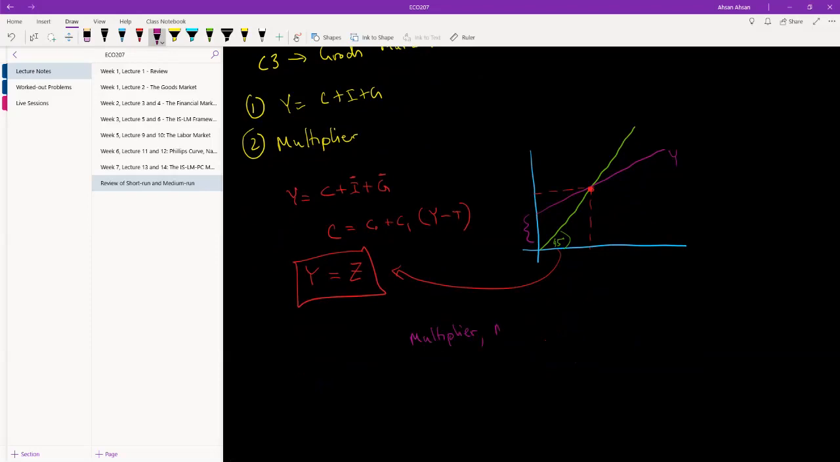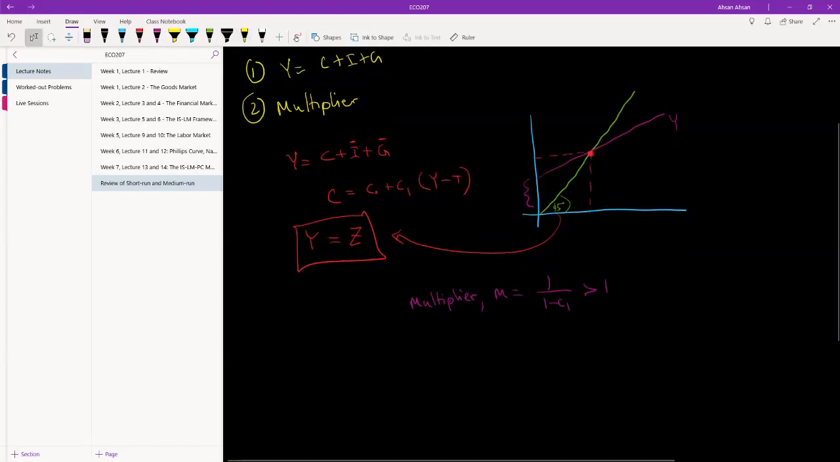And as far as the multiplier is concerned, we know that the multiplier is given by 1 divided by 1 minus C1. And what this effectively does is multiply the effect. So if one person increases his consumption by $1, the overall effect in the economy is going to be more than 1. That was it from chapter 3.